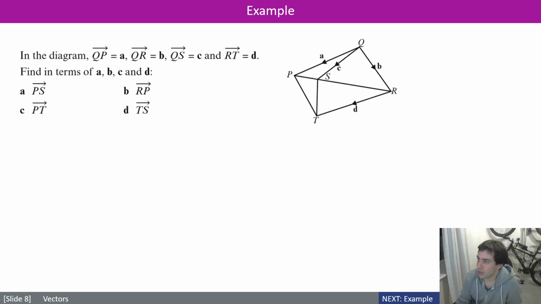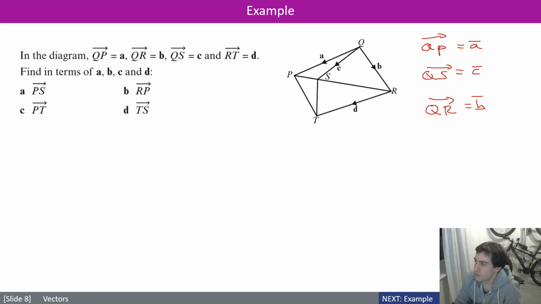But you've been given some names for 4 of them in this case. So instead of writing QR, for instance, we can write B. Okay, they're exactly the same thing. In fact, let's just write those there. So QP is the same thing as A. QS is the same thing as C. QR is the same thing as B.